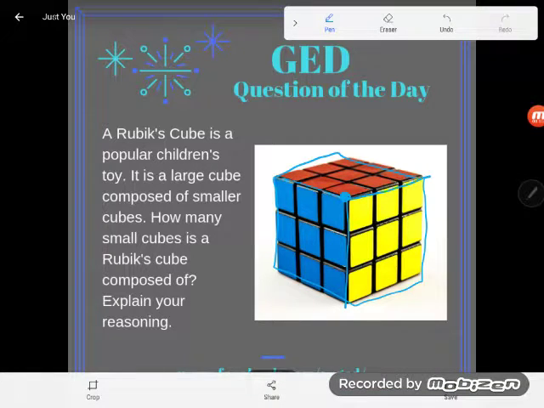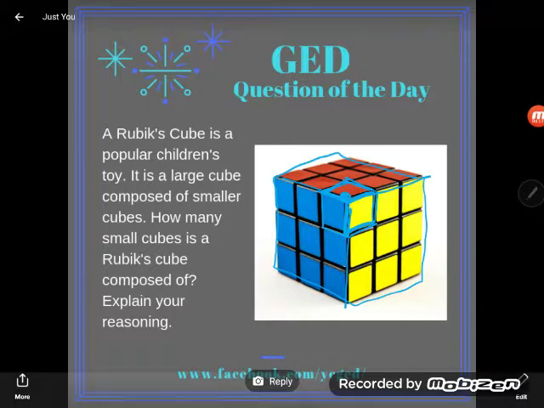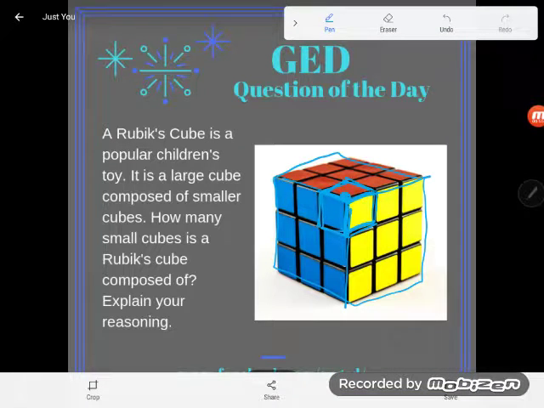So it is a large cube composed of smaller cubes. This is a big cube composed of smaller cubes. This little thing right here on the corner is one of the smaller cubes. Be careful. When you talk about a cube, you're talking about a three-dimensional object, not a two-dimensional object. Don't just trace a little square face. Okay, so how many small cubes is a Rubik's Cube composed of?